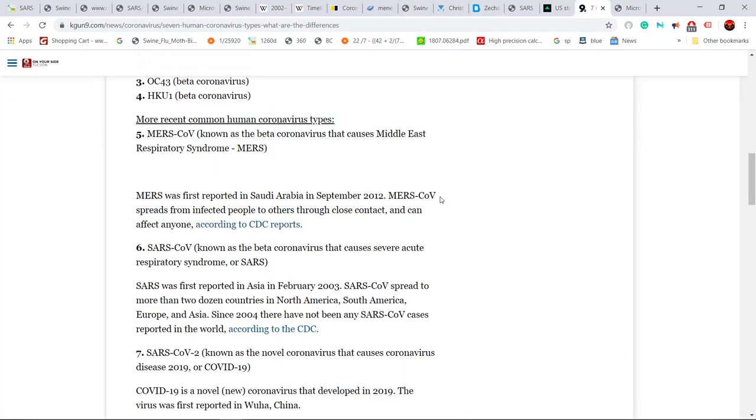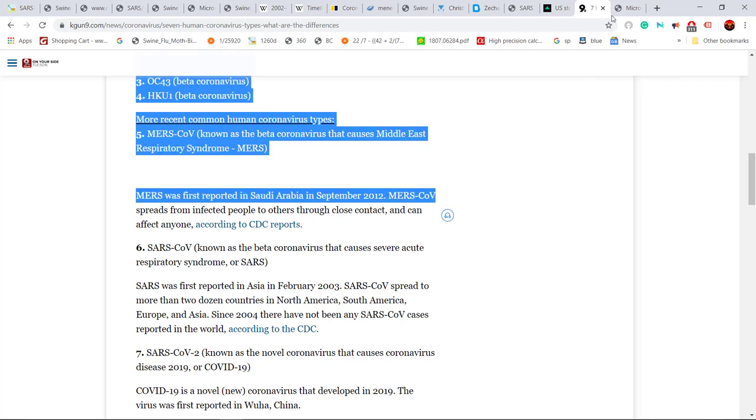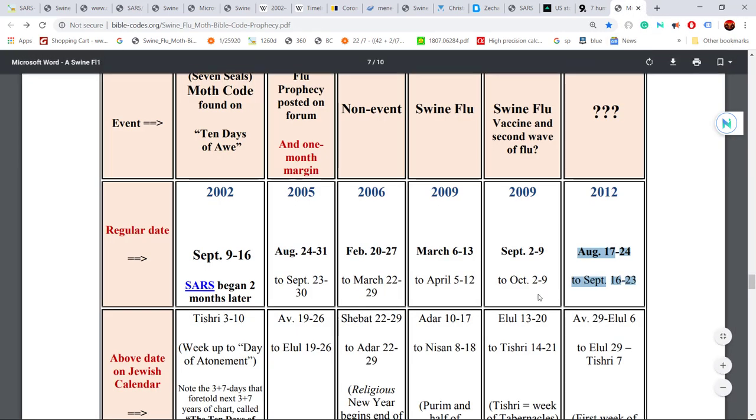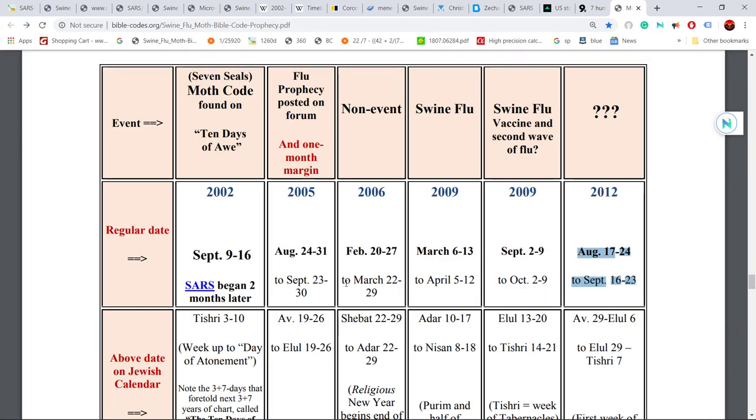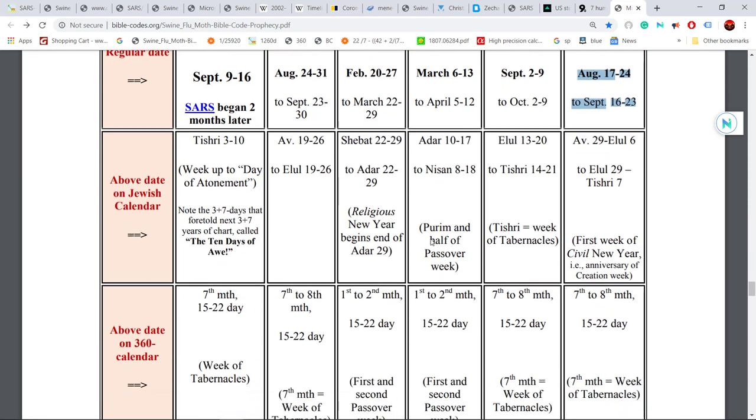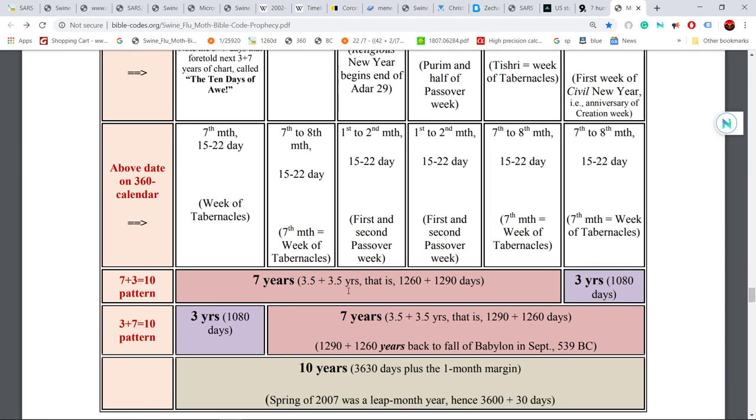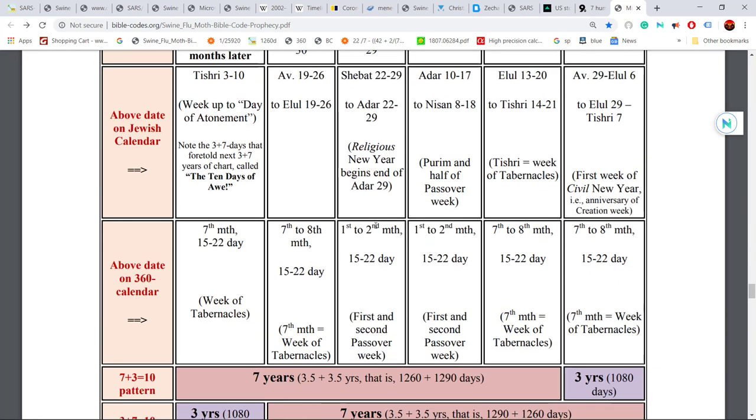September 2012. Well, what a coincidence. The MERS coronavirus outbreak occurred. And now we are 7 years later, and we are into 17 years later. But I will show you how he just delayed 2 months. That was it, because of these leap months, and connected it all together. By delaying, he was being patient.